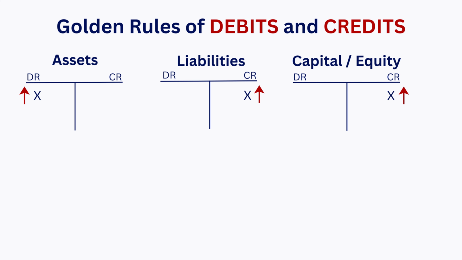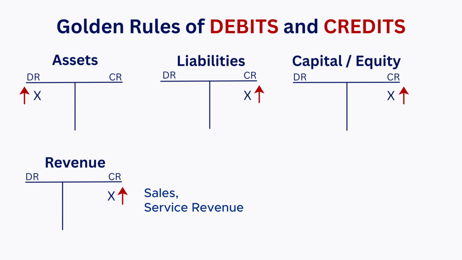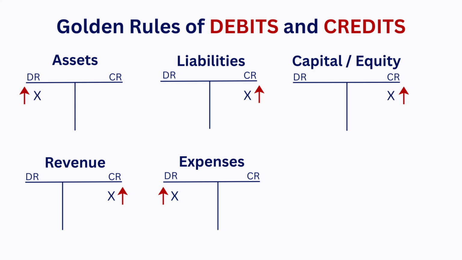Capital and equity. Capital increases with a credit and decreases with a debit. Owner investment increases equity. Drawings reduce equity. Revenue. Revenue increases with a credit. Examples are sales and service revenue. Revenue increases profit, so it normally has a credit balance. Expenses. Expenses increase with a debit. Examples are rent, wages, and electricity. Expenses reduce profit, so they usually have debit balances.